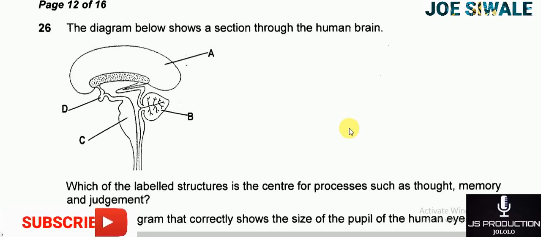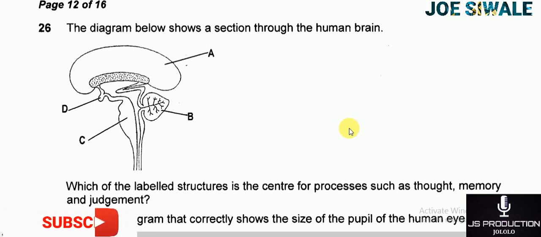Question 26 reads, the diagram below shows the section through the human brain. So as you can see, that's the diagram. Part A, that's the cerebrum. The function of the cerebrum is to control voluntary actions, such as the movement in the lips. It is also the point of memory, intelligence, thought, and judgment.